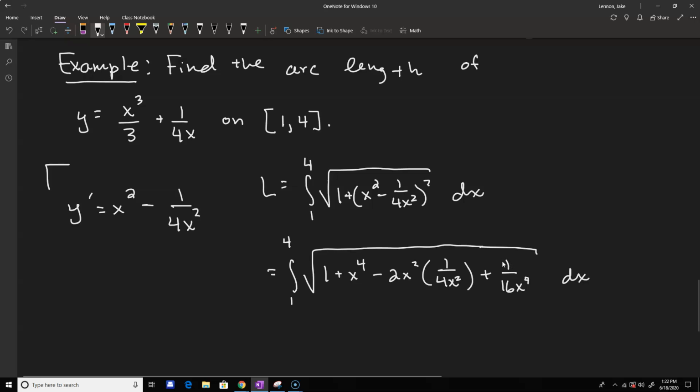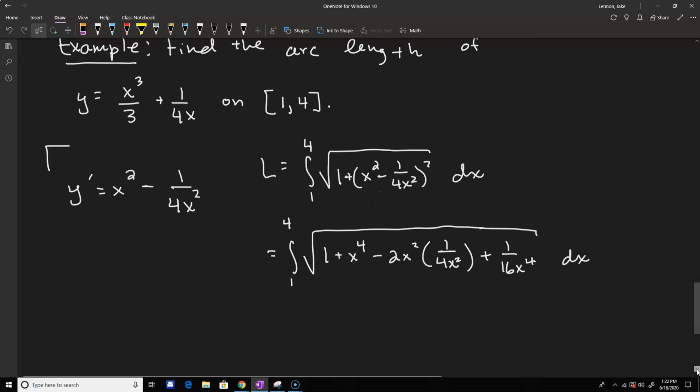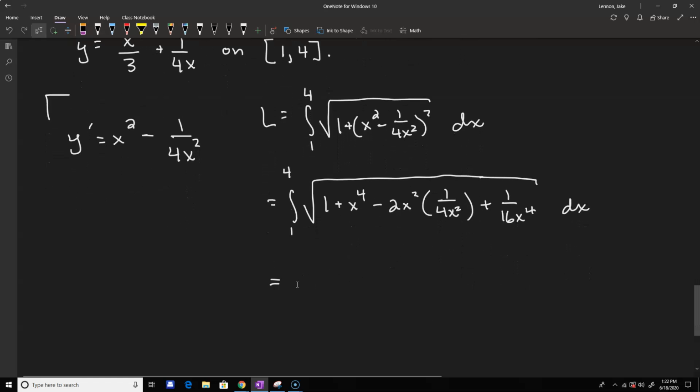Now we just want to simplify it. Sorry, that 4 looks a little messy. So 1 over 16 times x to the 4th. Okay, so this is going to be the integral from 1 to 4 of the square root. The middle term there is going to be minus 2. The x squareds are going to cancel, so 2 over 4 is going to be minus 1/2. So we're actually just going to have a 1/2 here. And then we're going to be left with a plus x to the 4th and a plus 1 over 16 x to the 4th.